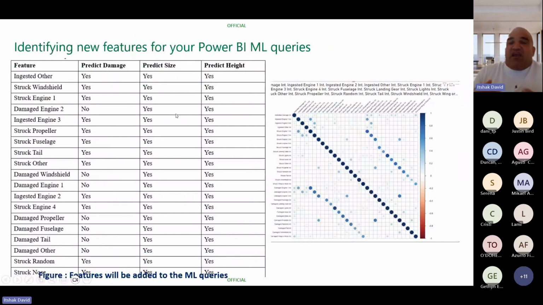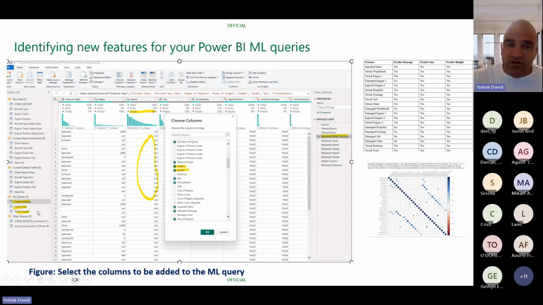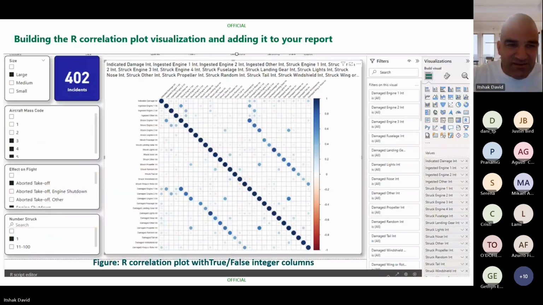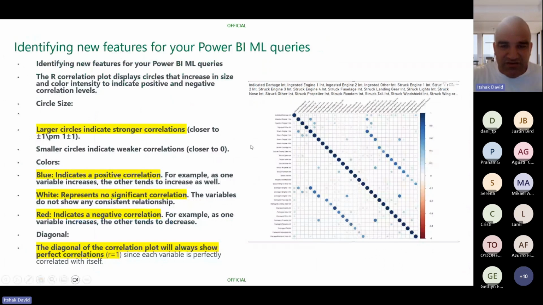After I did it, I can identify which features in my data set, using Power BI, I can use to predict damage, in my case, on our airplanes. See it here. These features will be added to the ML queries. So having the ML queries, I will add all the features here. You can see it here. It's very simple. I didn't use any ML services, Azure ML, etc. Only use a simple line of code.